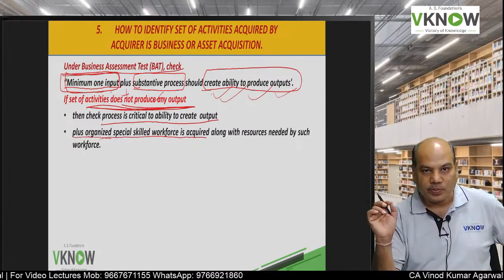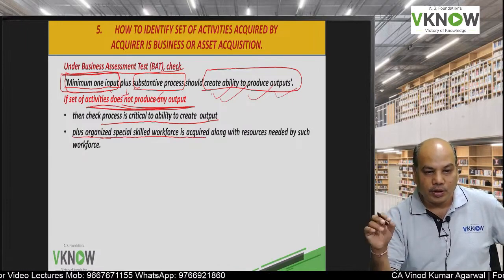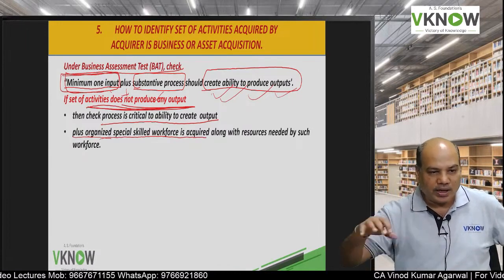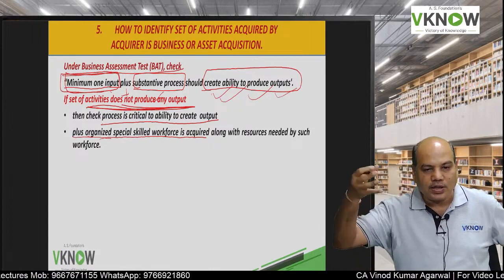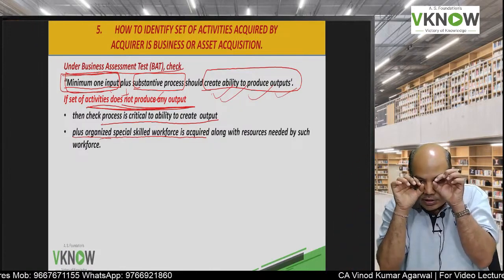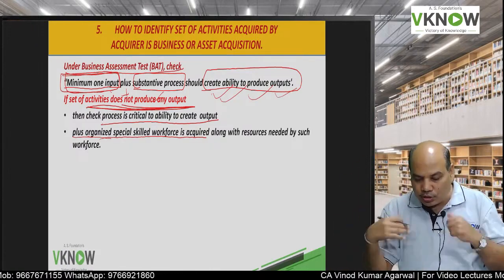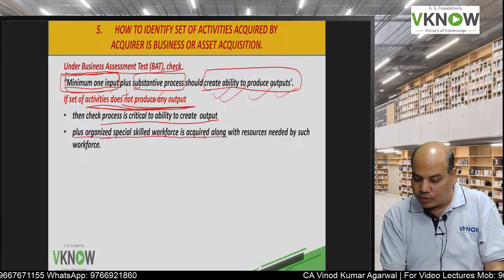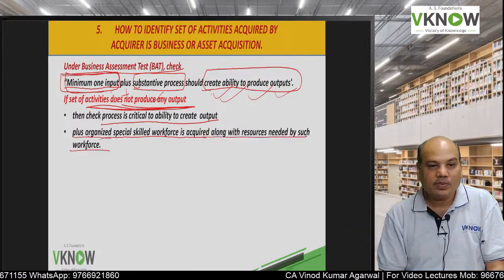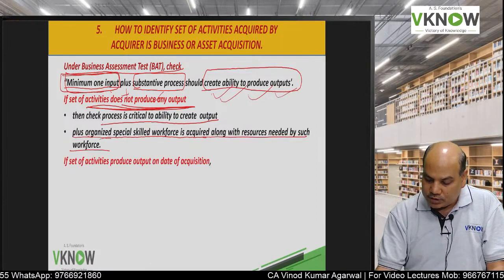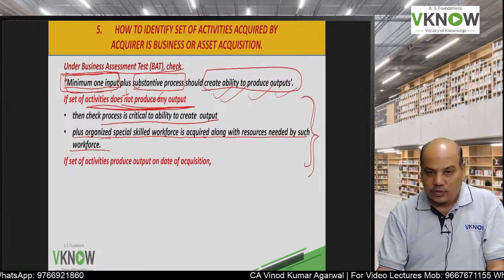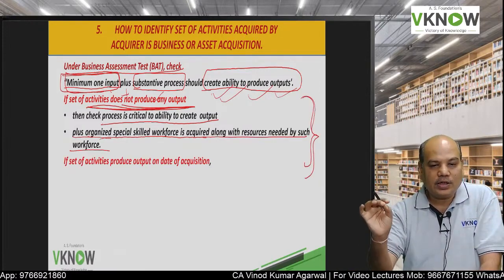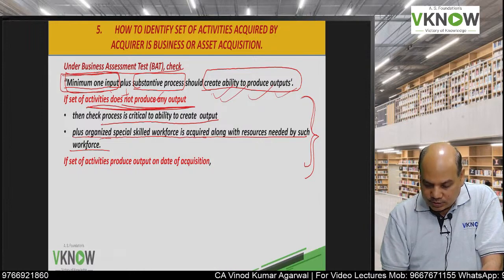The process must be critical to create output, plus the people who are managing that. Just visualize a research department where scientists are sitting. They must also be acquired along with the resources needed by such workforce. If this is satisfied, then we will say this integrated set of activities is a business.